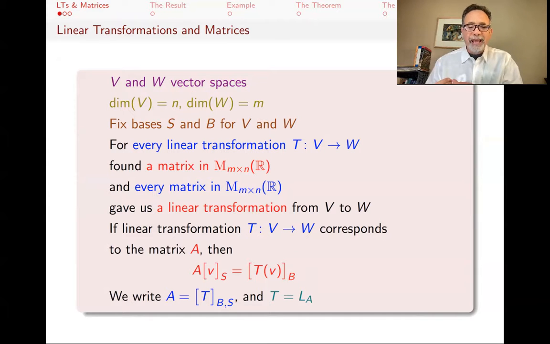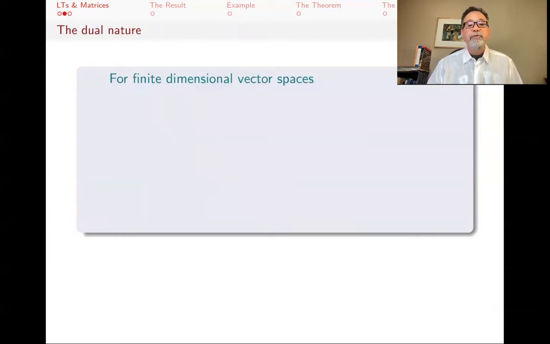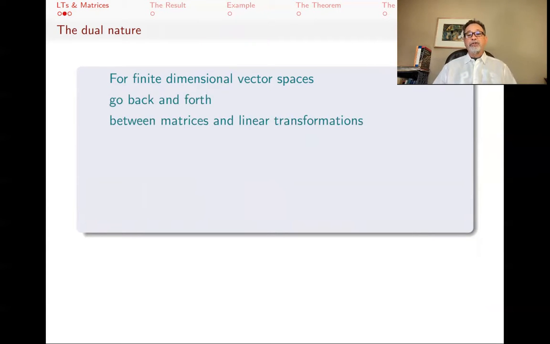Now, if A walked in and you made a linear transformation from that, we sometimes call that L sub A, the linear transformation that came from A. So the point is that if a matrix walks in, you can make a linear transformation out of that. If a linear transformation walks in, you can make a matrix out of that. Now, for finite dimensional vector spaces, we go back and forth between matrices and linear transformations.